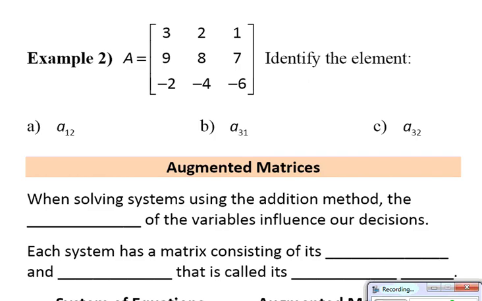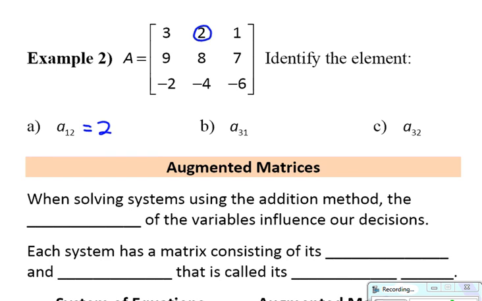So example 2, again, we have another matrix A. It's the same matrix A. And we want to identify the following elements. So we have A with a 1, 2, which means first row, second column. So first row, second column would be the number 2.